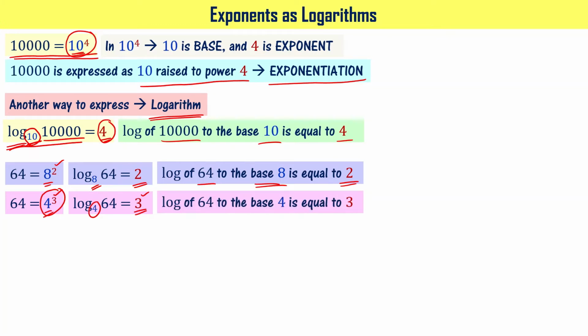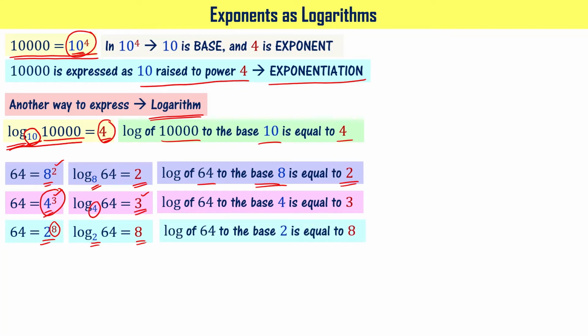Please note this. 64 can be written as 2 power 8, right? So let me write it in the logarithm form. That is going to be log of 64 to the base 2 is equal to 8. The base 2 here becomes base of the logarithm and the exponent here becomes the resultant of the logarithmic operation, right? Log of 64 to the base 2 is equal to 8.